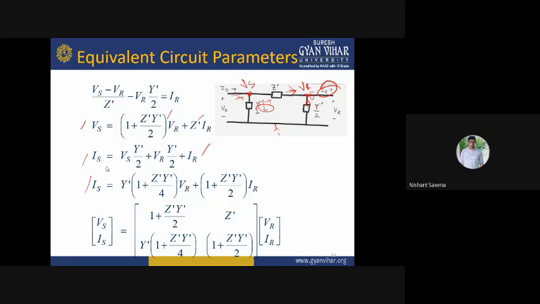Therefore, as we did in the previous slides, I can write the matrix [Vs, Is] equal to the T matrix times [Vr, Ir]. This T is the transmission matrix, and if I compare it with the ABCD constant parameter matrix, this term is equal to A, this term is equal to B, this is equal to C, and this is equal to D.